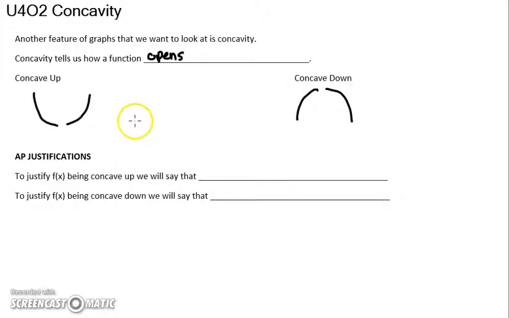Some people like to think about concave up as something that could hold water, and concave down as something that would lose water. So if you put water in here, it can stay. If you put water in here, it's just going to fall out the bottom. So you can think of concave up and down that way.